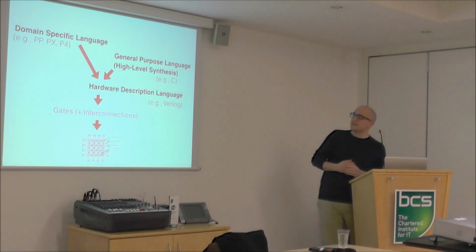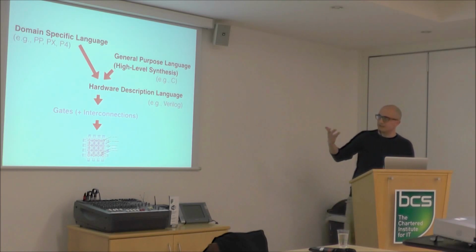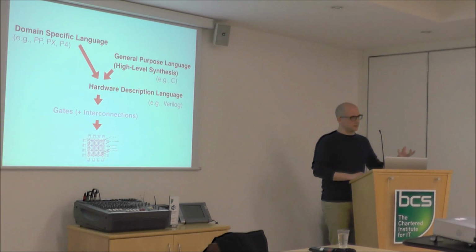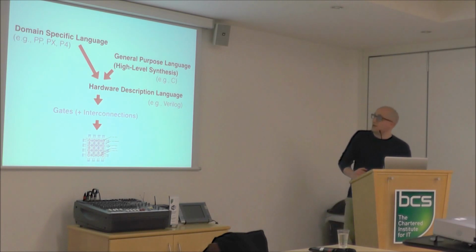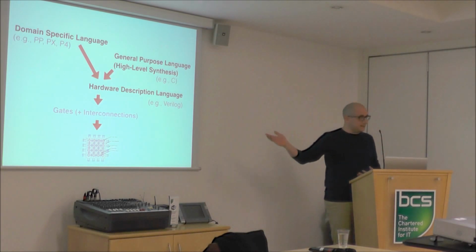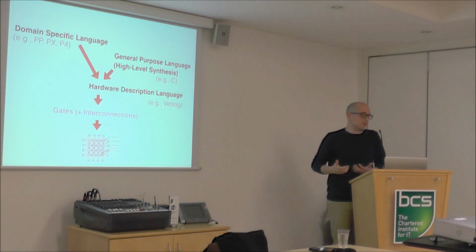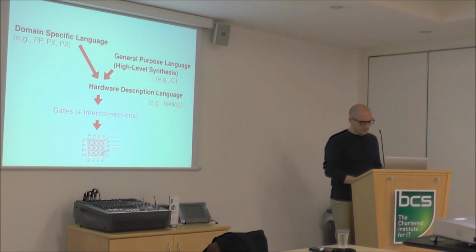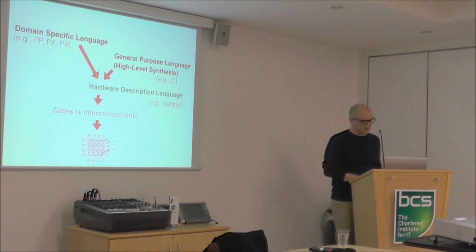Alternatively, one might start from a domain-specific language. So I've mentioned some languages there that are intended for network programming, and then use a compiler for this language that will generate HDL, but could also generate a general purpose description in some language that can be translated into an HDL. So I'll talk a bit about the different languages being used here, starting with hardware description languages.